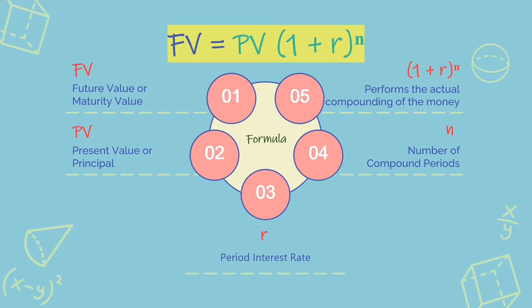Also, in the future value formula, n stands for the number of interest compounding periods that occur during a specified time period. For instance, if you are calculating an investment's worth after 5 years, with interest compounded annually, n would be 5 in the equation.